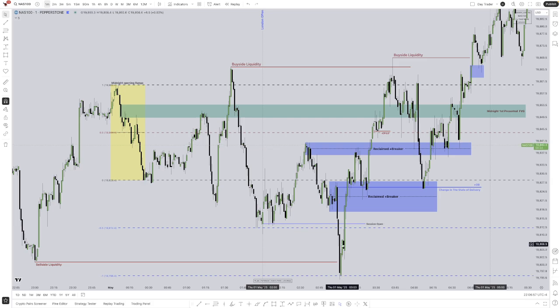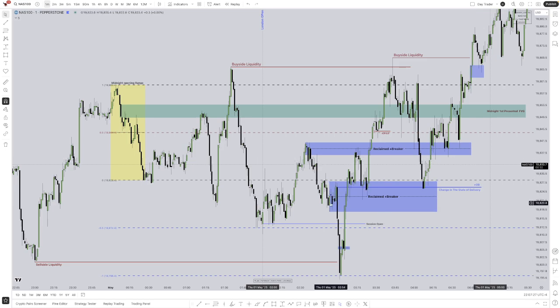And once we cross that, there's a small inversion fair value gap right there. A small one. Once we close above that on retracement, you can go long right there. And once we break above this, creating a change in state of delivery, you can also go long right there. But also look at the low, high, lower low, and higher high.